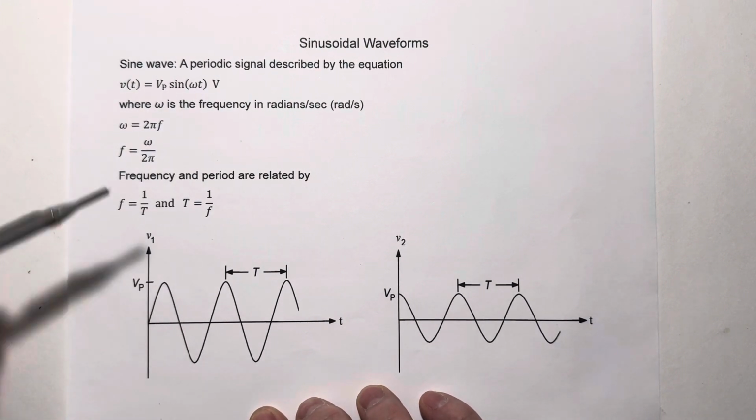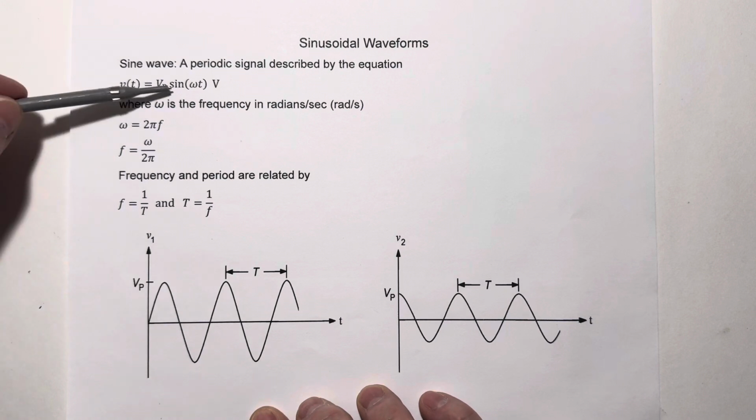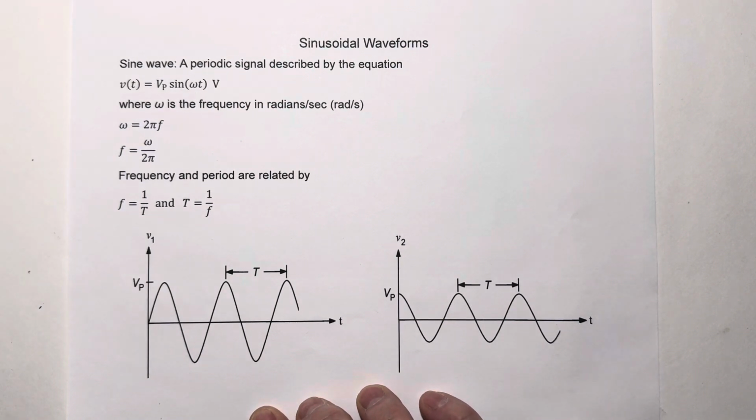And it's given by Vp, which is the peak amplitude of the sinusoid, times the sine of omega times t. Omega is the frequency of the sine wave in radians per second, and t is just our independent variable time. Now, we use radians per second because it's the best unit to use when doing calculus and things like that. But most of the time, we prefer to think about frequency in terms of cycles per second, which is hertz.